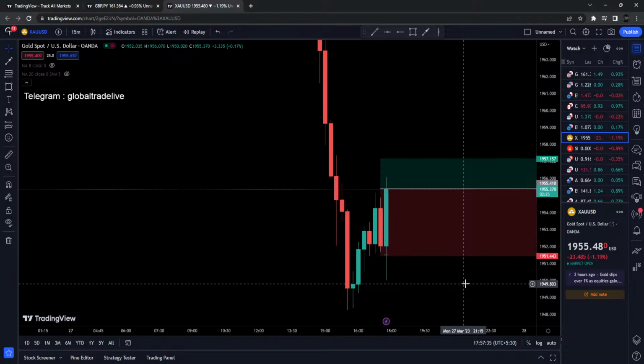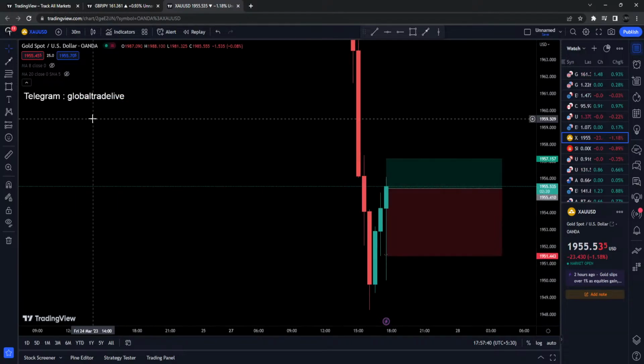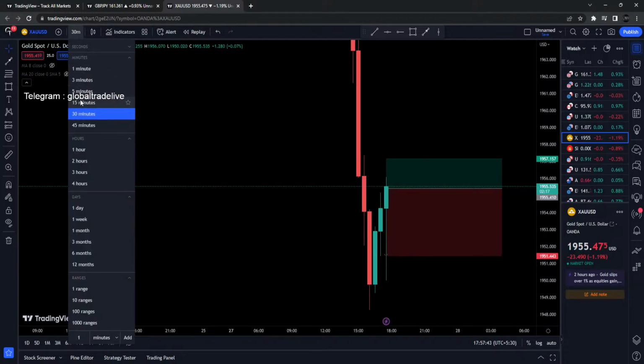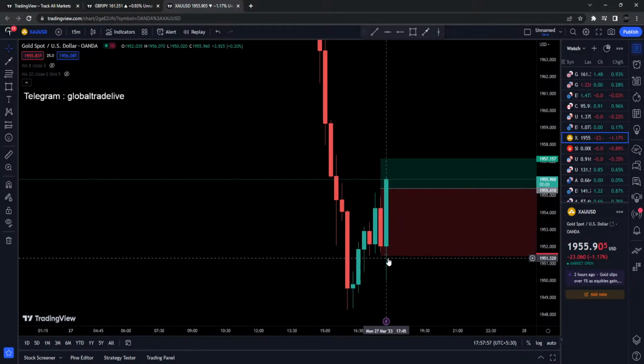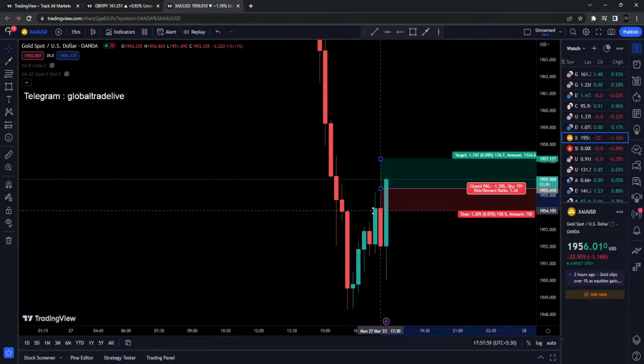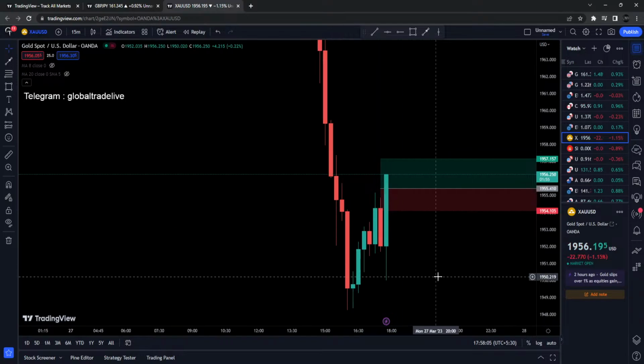And one more thing over here, let me just go to 30 minutes. There can also be a serious rejection coming at this point. In case that happens, I'm gonna just close everything once this candle comes back down in this area. So right now 7 pips, oh, it's 10 pips over here, and I'm closing.